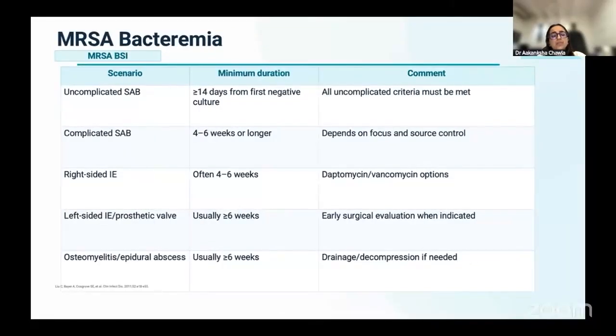Now, the duration of treatment. So, just told you about the MRSA bacteremia. For an uncomplicated staph bacteremia, 14 days from the first negative culture. For complicated, 4 to 6 weeks. Right-sided infective endocarditis, 4 to 6 weeks. Left-sided infective endocarditis or prosthetic valve, usually more than 6 weeks. Osteomyelitis or epidural abscess, at least minimum 6 or more weeks. And of course, for these collections and abscesses, you need to have drainage and decompression. It has to be done simultaneously. You have to stabilize your patient and do it.